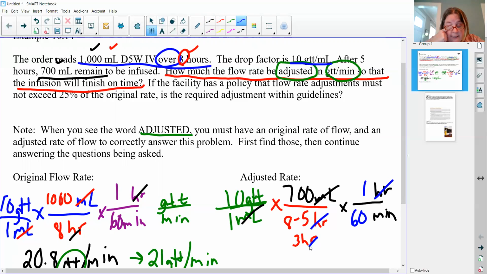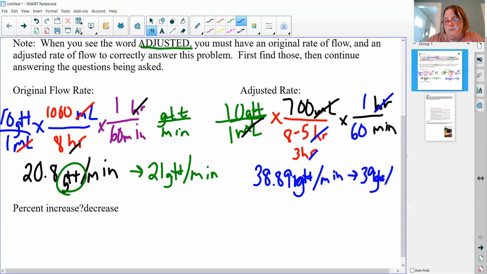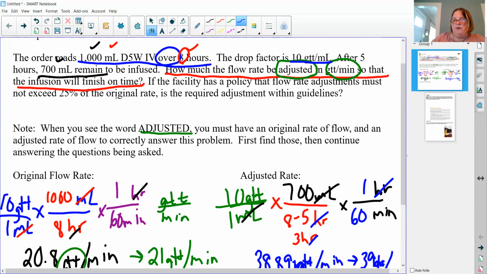And now I can do my calculation. So now it's 7,000 divided by 180. And you get 38.89 drops per minute. So that's going to be 39 drops per minute. Because remember, you can't have a partial drop. So then that's our answer, it must be adjusted to 39 drops per minute in order for it to finish on time. So if it was going to finish in 3 hours, then down here would just automatically be 3 hours. If it said must finish in 5 more hours, then I would have put 5 down there as my time. So really read the question and see what it's asking.